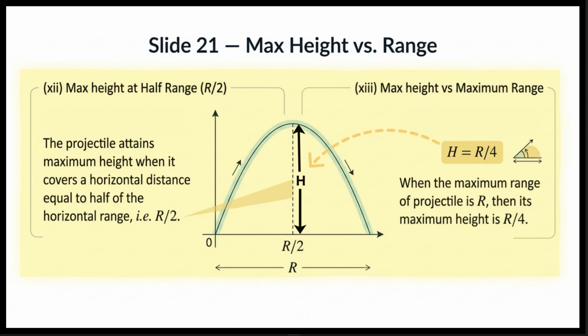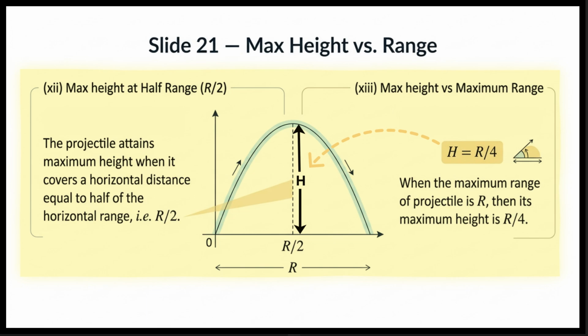The second result: when the maximum range is r, achieved at 45 degrees, the corresponding maximum height is exactly r over 4, 1/4 of the range. These are not approximations or special cases. They fall directly from dividing the maximum height formula, h equals u squared over 4g, by the maximum range formula, r equals u squared over g, giving h equals r over 4.